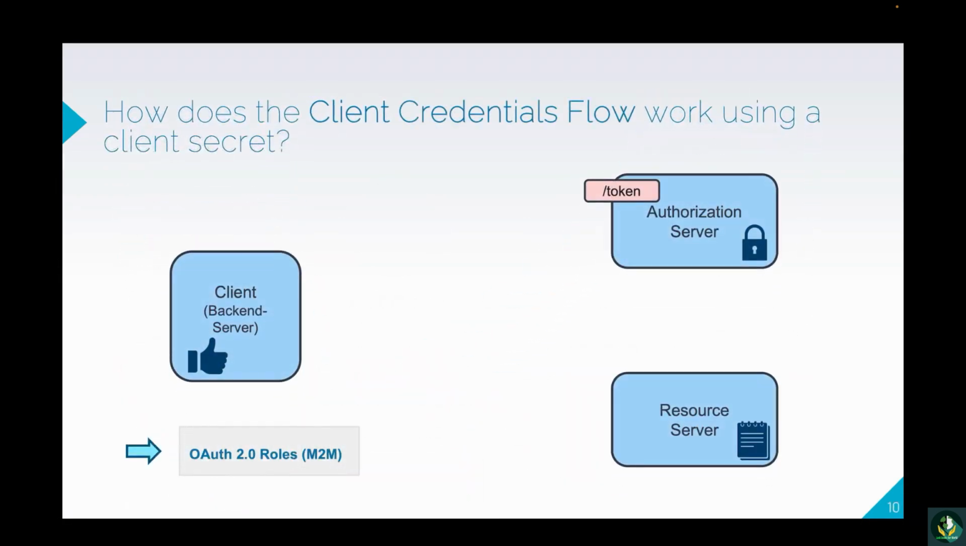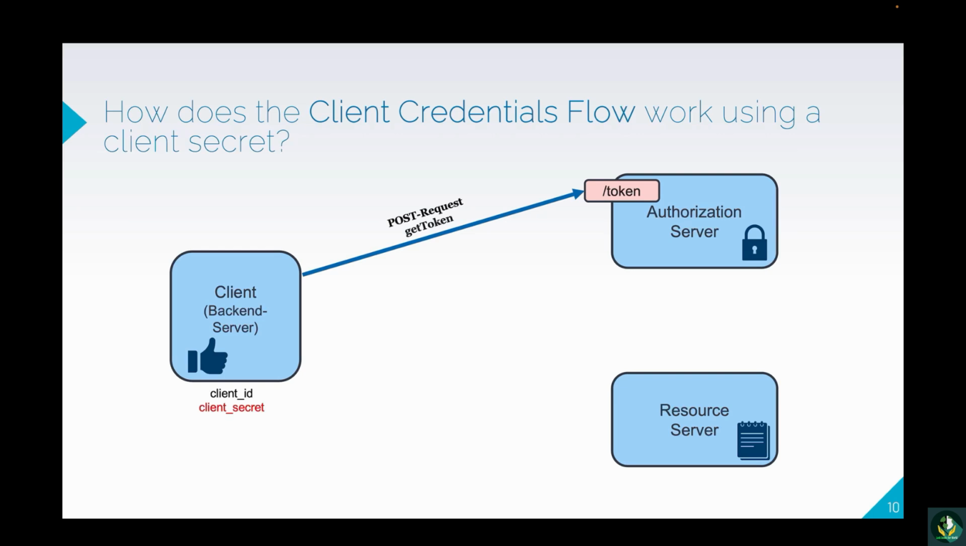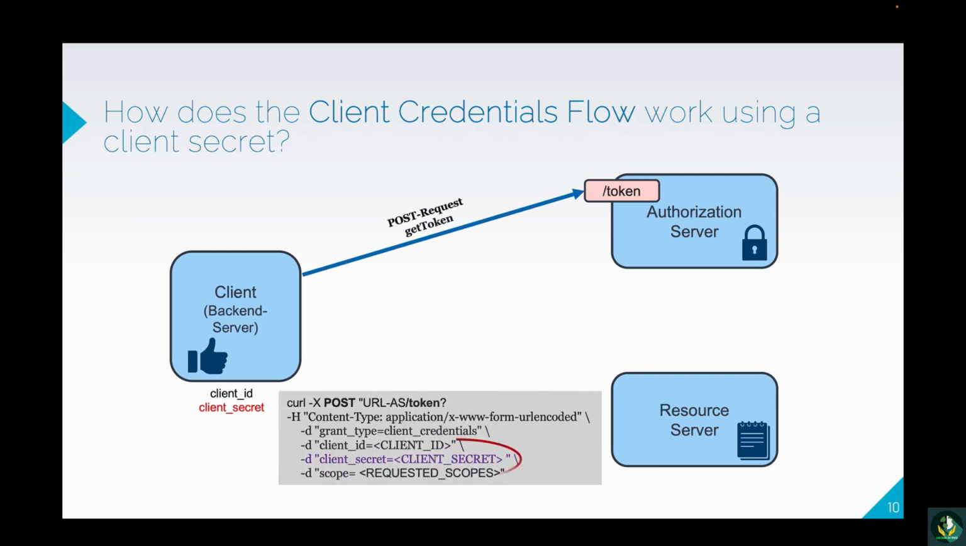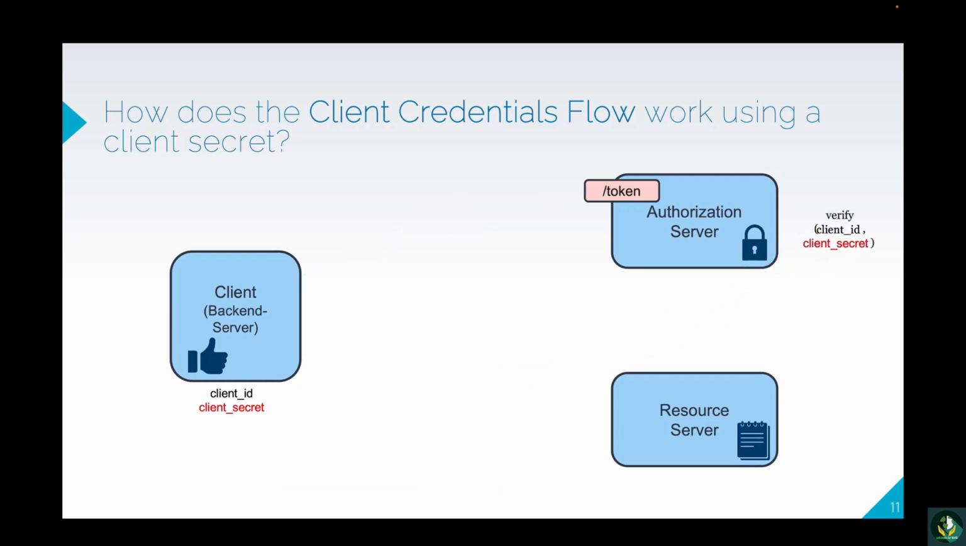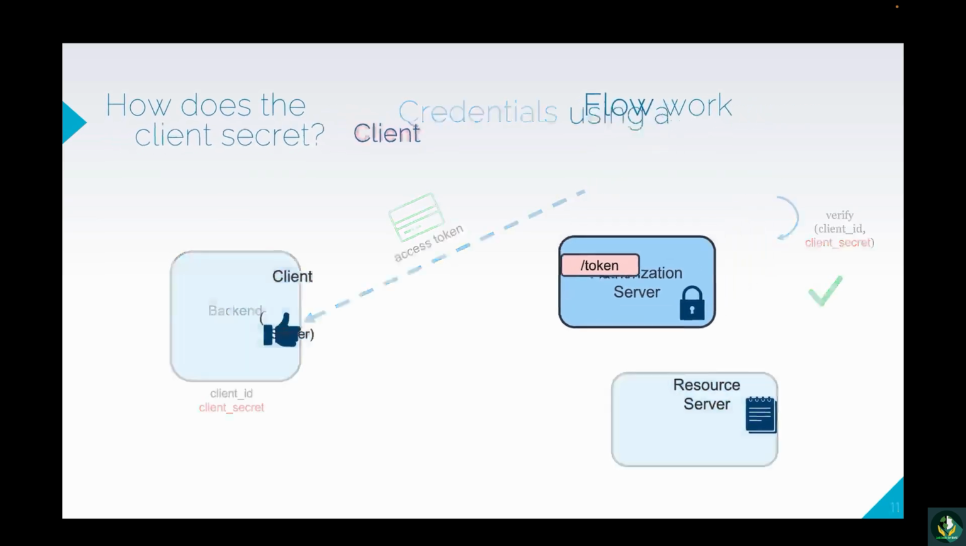As always, we start with the OAuth 2 roles, focusing on the machine-to-machine client credentials flow. In this flow, the client has a client ID and a predefined client secret, which is securely stored, essentially serving as an application password. The client initiates a POST request to the token endpoint to obtain an OAuth 2 access token, using the client secret to authenticate itself. The authorization server verifies the client ID and the client secret. If everything checks out, the server issues an OAuth 2 access token and returns it to the client.